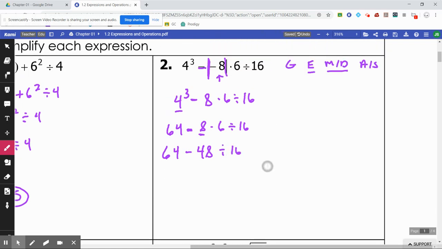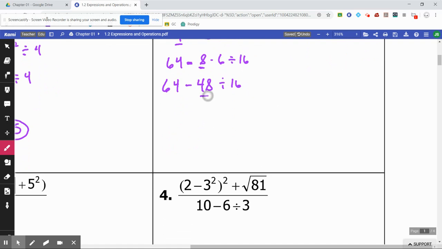We are still on multiplication and division. So now we've got to do the 48 divided by 16. Again, treat that 48 as a negative. Negative 48 divided by 16 is a -3. And the last step, 64 minus 3 is 61.